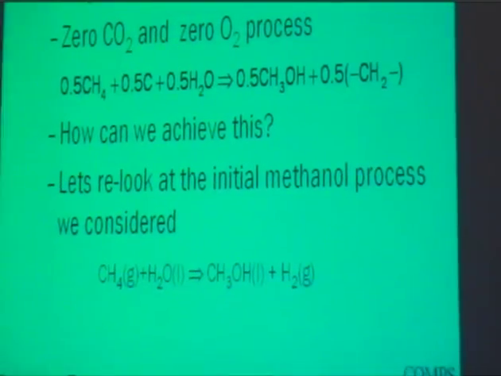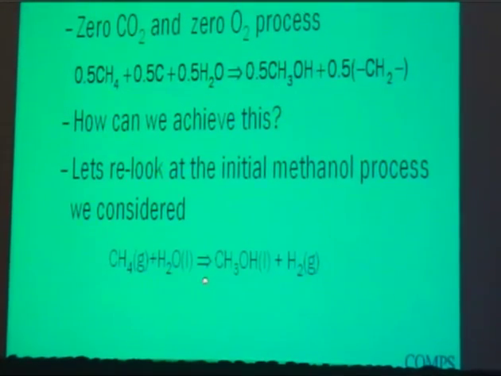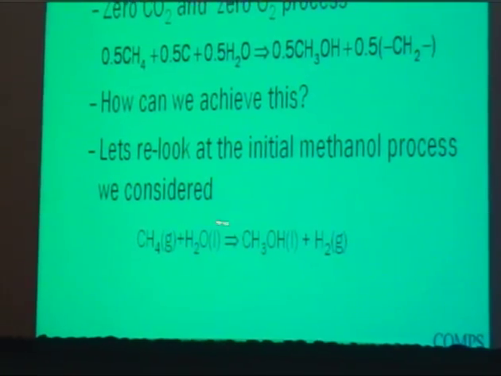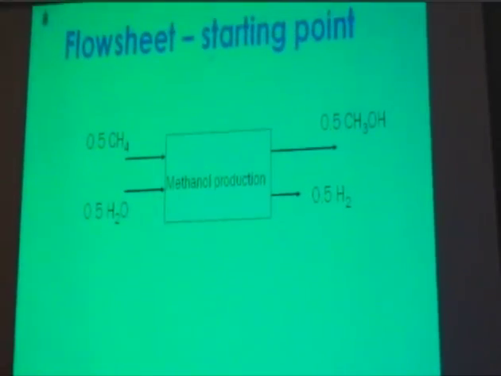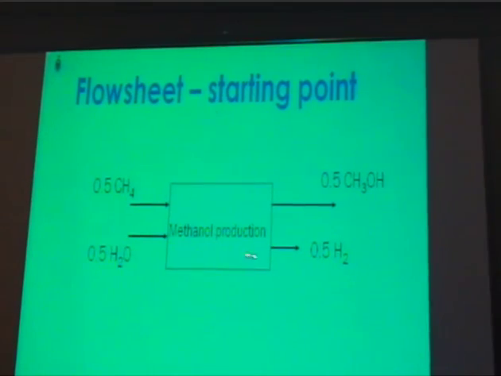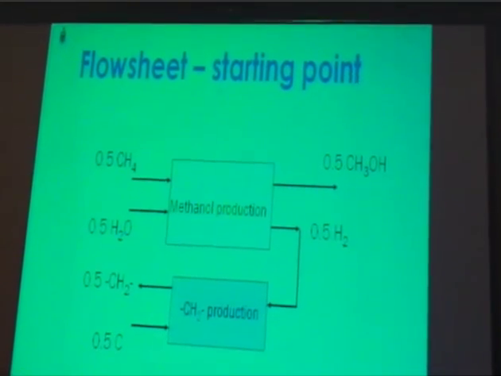So let's go back to that methanol process we take a look at. You'll recall in the methanol process, we looked at the steam reforming of methane, it took us to methanol, and there's an intermediate step as well that takes us to methanol and hydrogen. So from a flow sheeting perspective, this is what we start off with. We take half a mole of methane and half a mole of water, we put them in together, and we produce half a mole of hydrogen and half a mole of methanol.